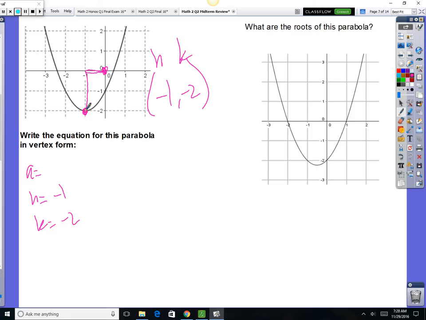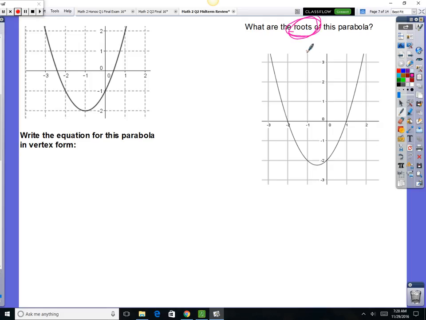A is your slope. So from here, this dot up 1 over 1. So dunk dunk. So your slope is 1. And it's positive 1 because it opens up. So that means my answer is y equals 1 times x minus 1 squared minus 2. And that will be a plus. Sounds pretty easy. And then roots.